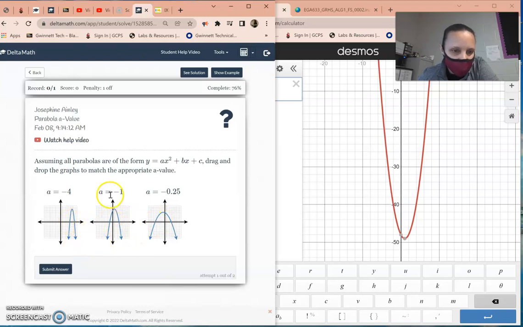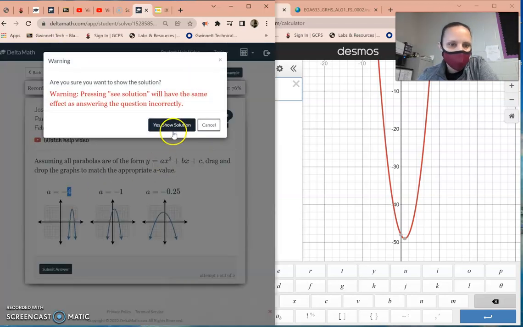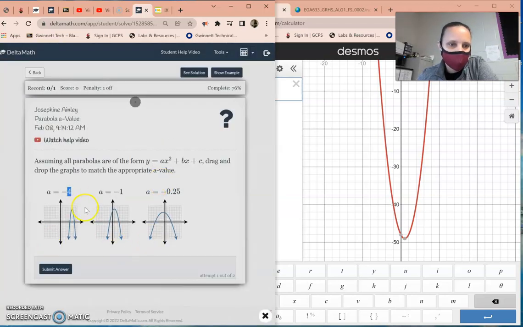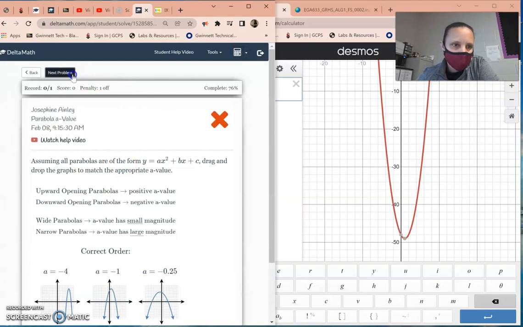Then the second smallest number will have the second widest graph, I guess. Or we can do the largest number will have the narrowest graph, whichever way you're going to look at it. So this is the largest number, so ignore the negatives. This is the largest number, so it should have the thinnest graph. Okay, I'm going to do another one because I want to make sure.